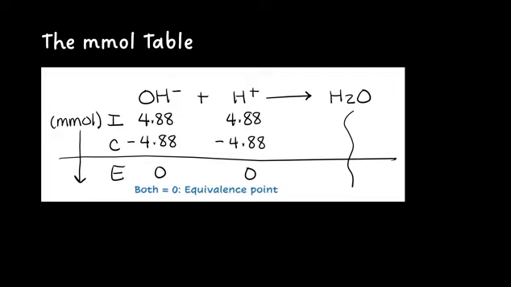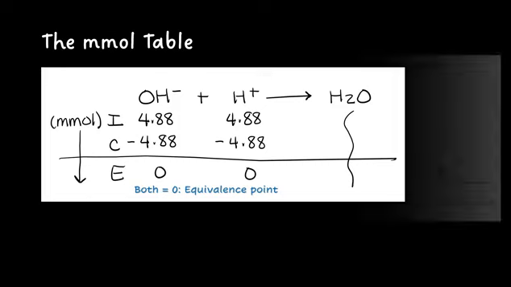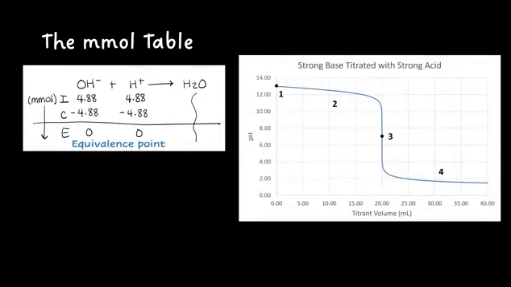In this first example, we see that all of the OH- in solution reacted stoichiometrically with the H+ that was added. There's no excess of either reactant. And this is the definition of the equivalence point. When both OH- and H+ are at 0, the reaction is complete and we are at the equivalence point.